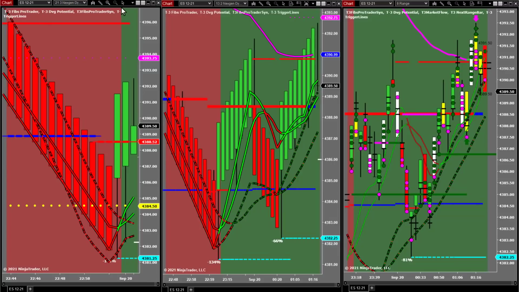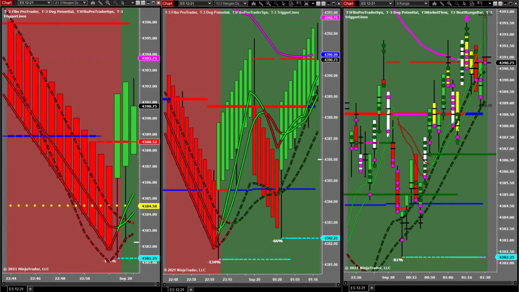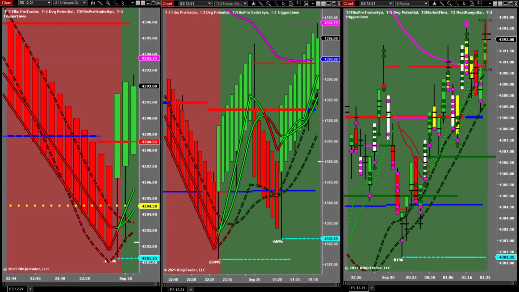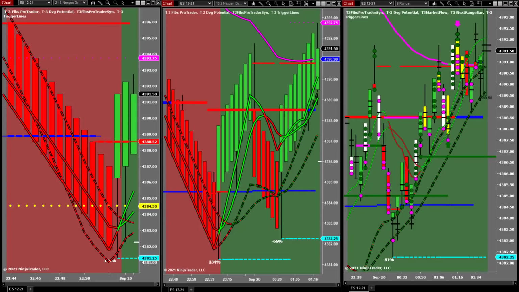So as long as, make sure there's no drawing objects on there, as long as the trigger lines on the 8 range chart continue in an upward direction, we're going to keep trading long or stay long until we run into some type of termination area. Obviously, we're pretty close to that now. You can see resistance and mid bands obviously is putting up a fight here.